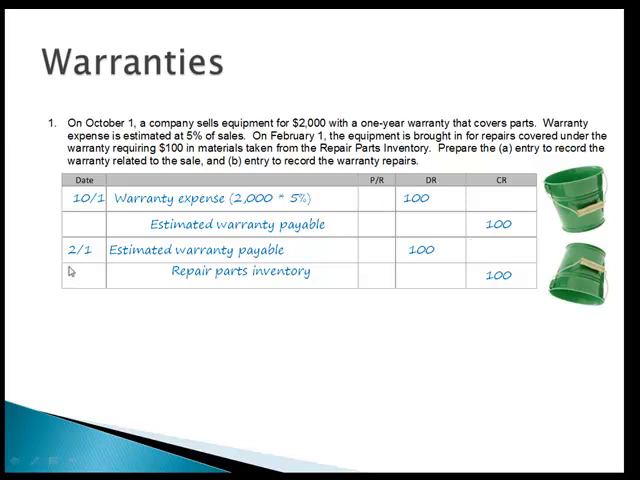Now notice in the new year, February, we don't record expense because we recorded the expense in the old year, the same year as the sale. So now all we're doing is we're dumping out that liability account. And I think in your textbook, it's estimated warranty liability. So it's estimated warranty liability that we're increasing and decreasing. Okay.